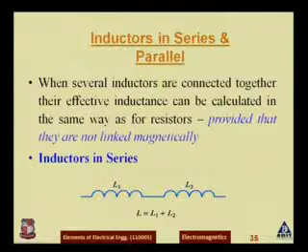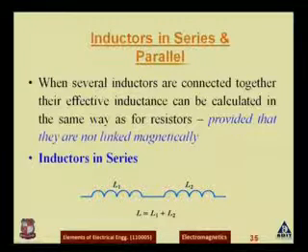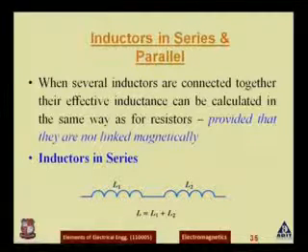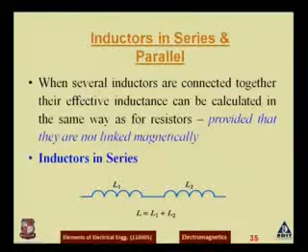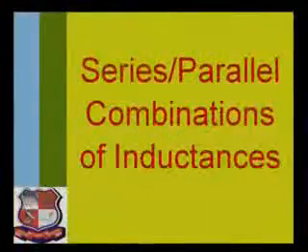See, inductors can be connected in series or in parallel, likewise as we connect resistors in series or in parallel. So when several inductors are connected together, their effective inductance can be calculated in the same way as for resistors. But the proviso is that you should keep in mind that they are not linked magnetically. What is meant by this? That they are not magnetically linked. Not magnetically linked means that the value of K is 0, that is, isolated.